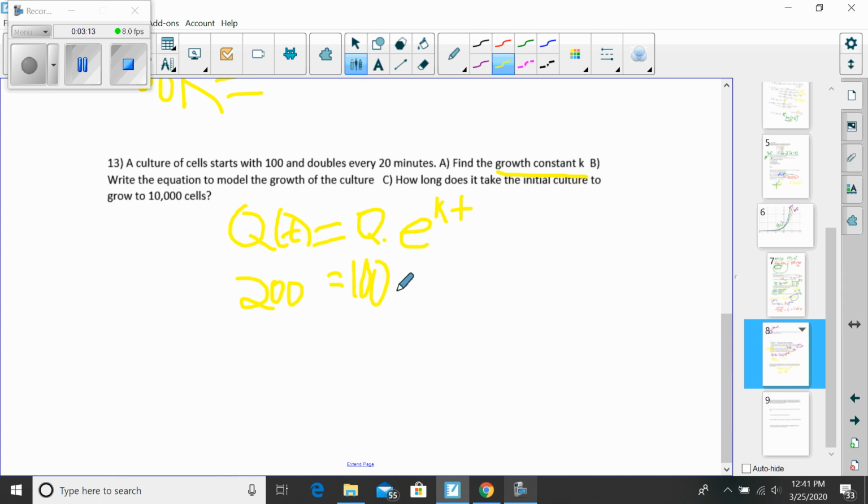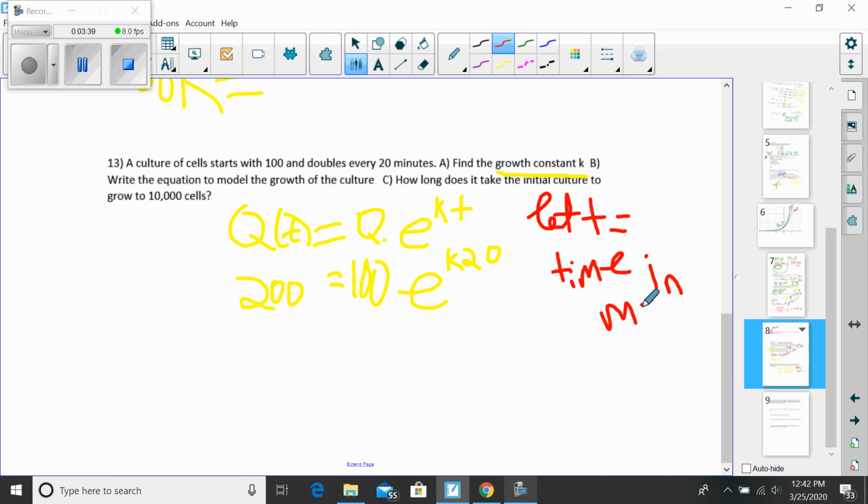So let's write ourselves a let statement where I am making an important note that T is the time in minutes. All right, let T equal time in minutes. Okay, very important to note the units of time.